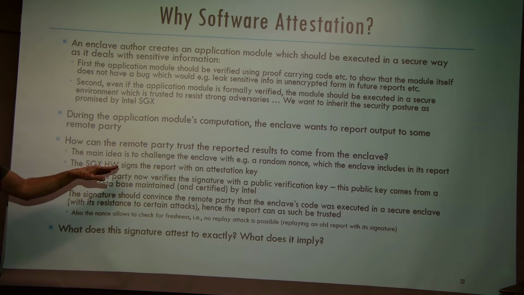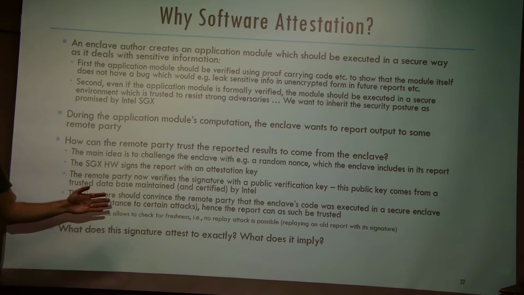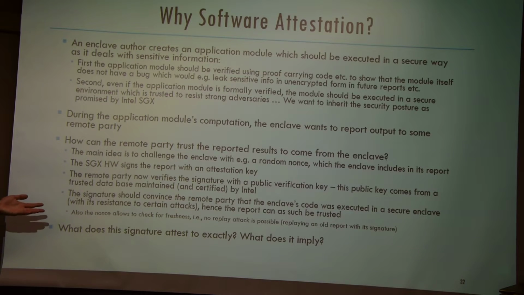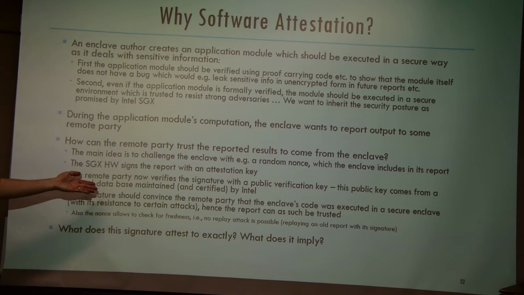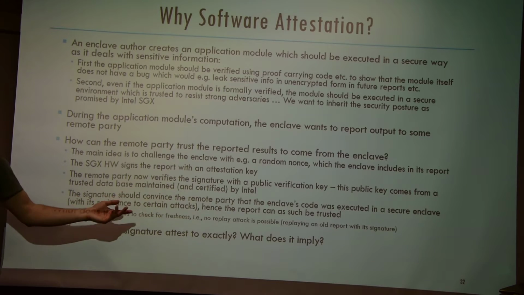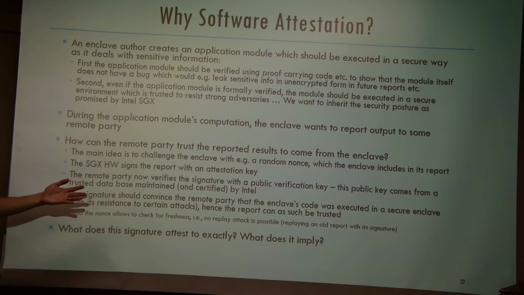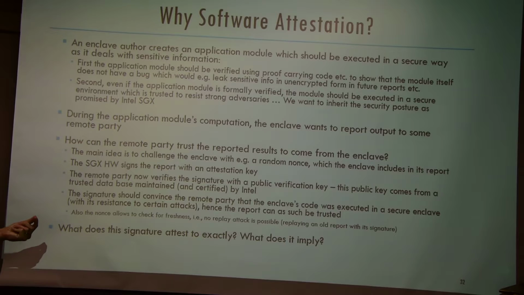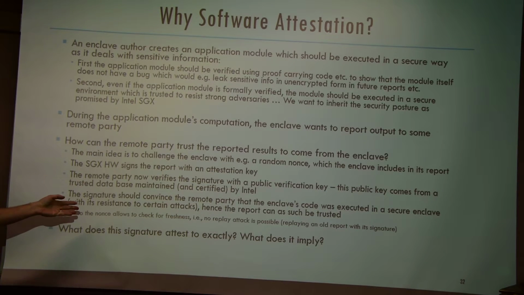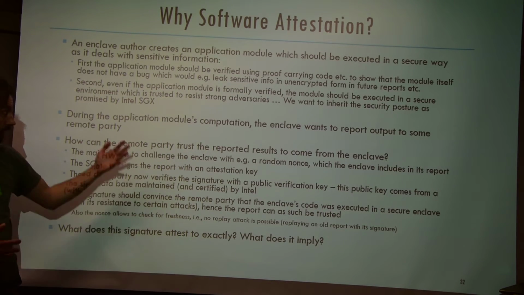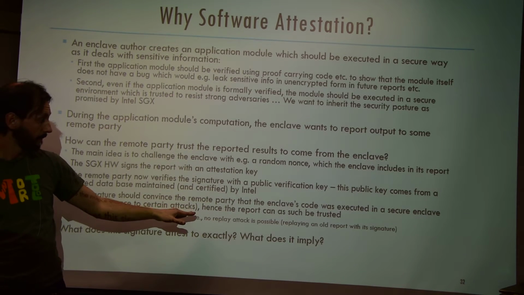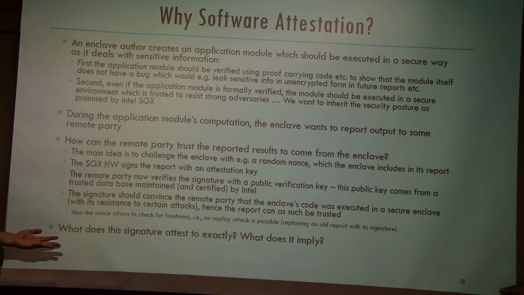Now the SGX hardware is going to sign a report with an attestation key. That's what we just talked about. The remote party now verifies the signature with a public verification key. Fine. And this public key comes from some trusted database, which is that Intel provisioning key service and so forth. And the signature should convince the remote party that the enclave's code was executed in a secure enclave with its resistance to certain attacks, as we have discussed in the previous many lectures. So now the report can as such be trusted to come from that enclave.